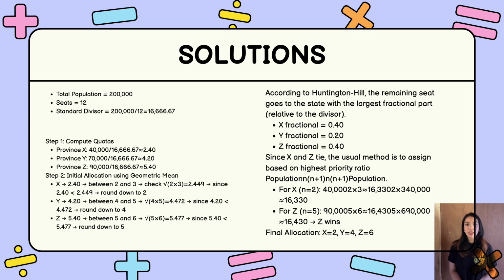And here's the step-by-step process. 1 is give each province 1 seat first. 2 is calculate the priority values using the formula. 3 is assign the next seat to the province with the highest priority value. 4. Update the seat count and recompute priorities. 5. Repeat the process until all 12 seats are allocated.